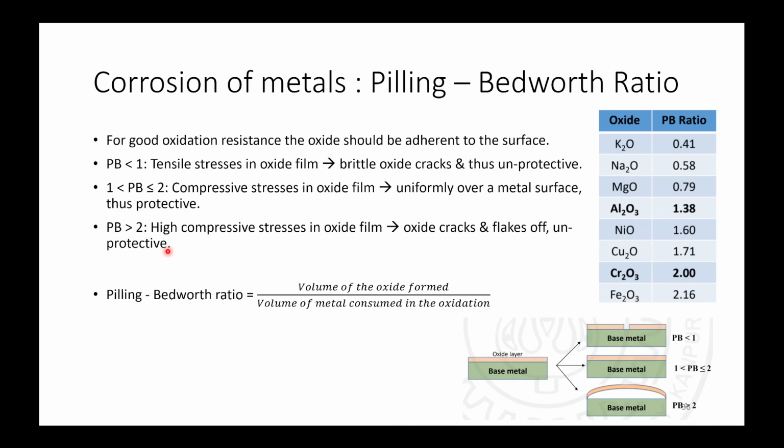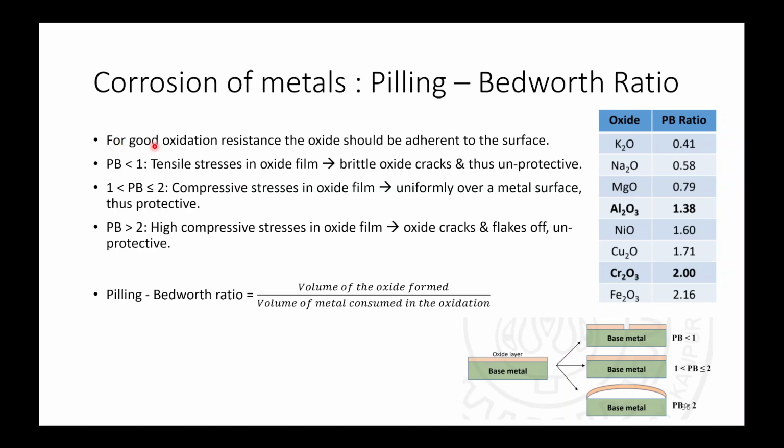Now, corrosion of metals. One very important factor is the Pilling-Bedworth ratio. This is nothing but the volume of oxide that is formed divided by the volume of metal that is consumed in oxidation. So this is the base metal and this is the oxide layer that is formed. We compare the volumes of both of these.